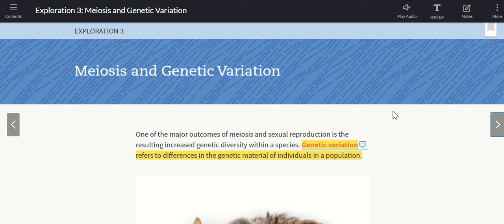In this video, we are looking at Unit 7, Lesson 1, Exploration 3. This is the last exploration from Lesson 1 where we've been looking at meiosis. And in this video, we are specifically going to focus on how this process of meiosis creates the genetic variation that we need in order to have a healthy population of individuals. All right, so let's get right into it.